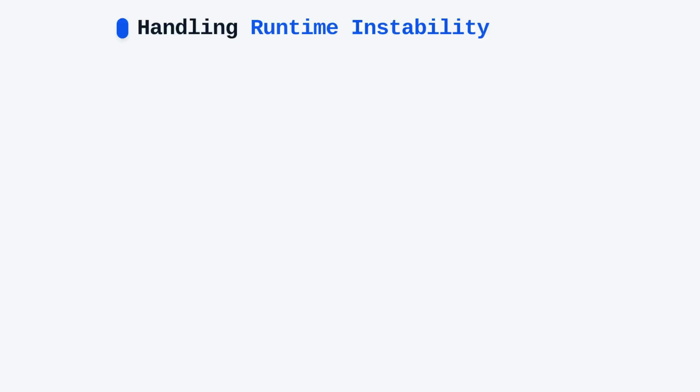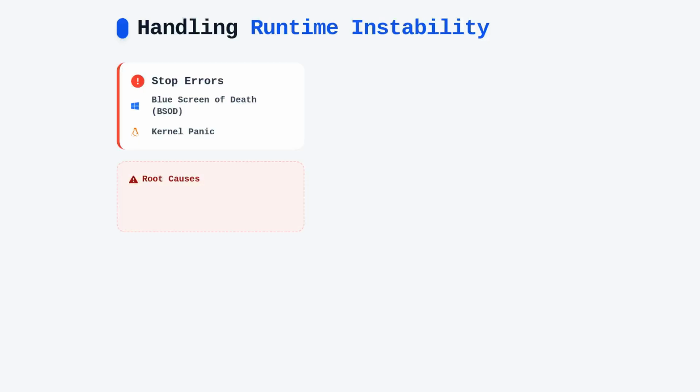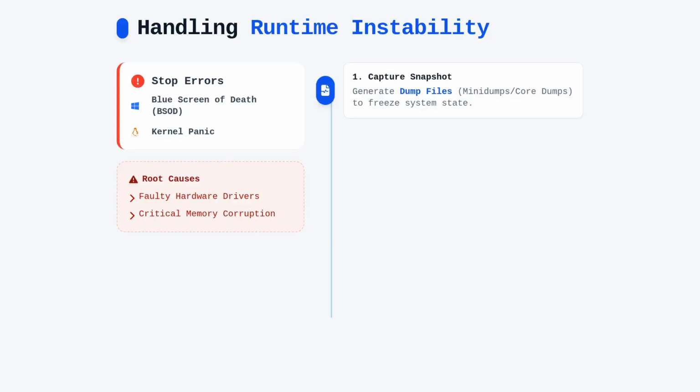Even when a server boots successfully, it may suffer from runtime instability, often manifested as the blue screen of death in Windows or a kernel panic in Linux. These stop errors occur when the OS encounters an issue from which it cannot safely recover, usually due to faulty hardware drivers or critical memory corruption. The most effective way to diagnose these events is to examine the resulting dump files, which provide a snapshot of the system state at the moment of the crash.